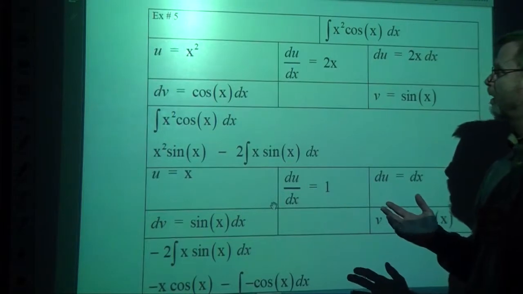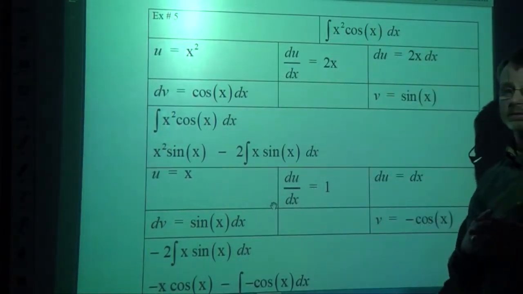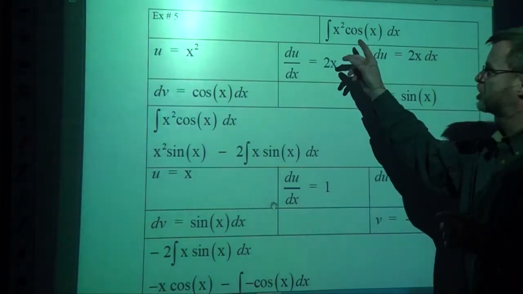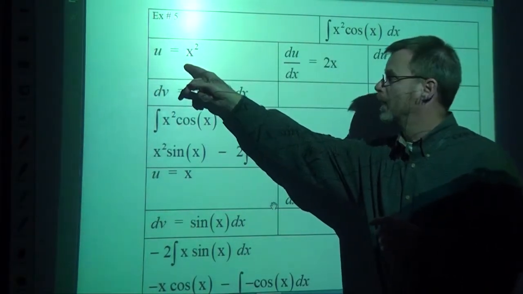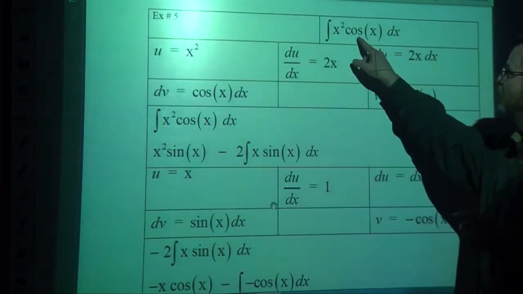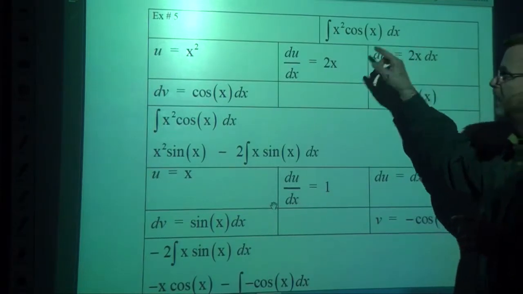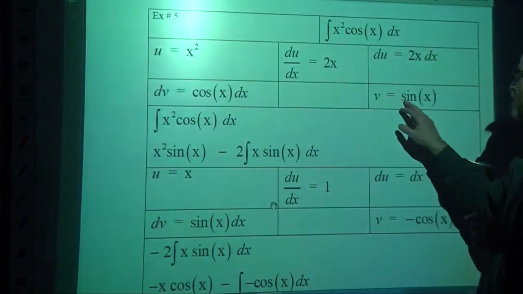Okay, for problem 5, we're trying to integrate x squared cosine x dx. So we're going to assign x squared to mu, and then as we go across this line, we're differentiating. That means what we have left, the other factor, cosine x dx, is our dv. And we're going to integrate that and end up with sine x.